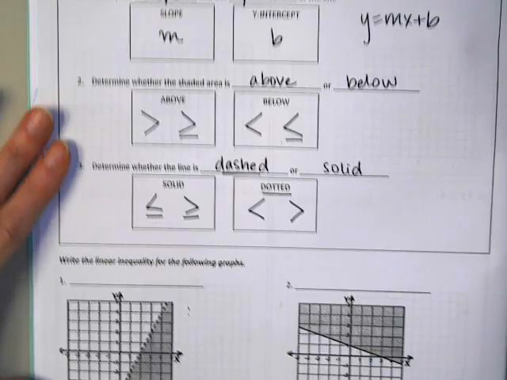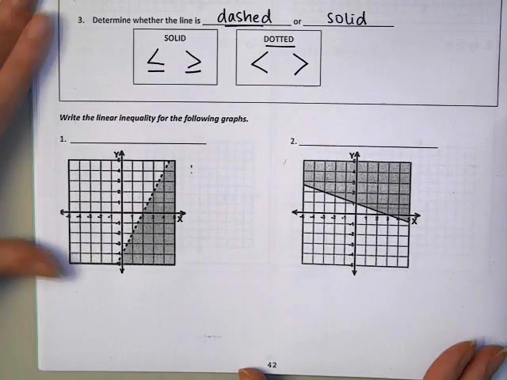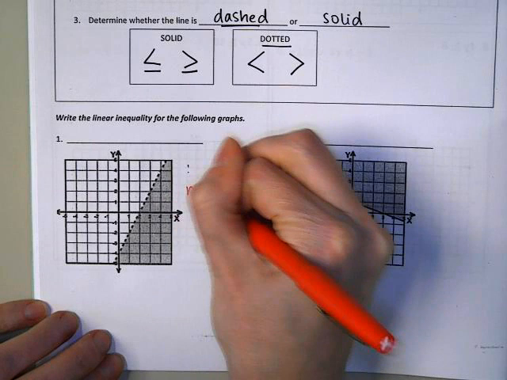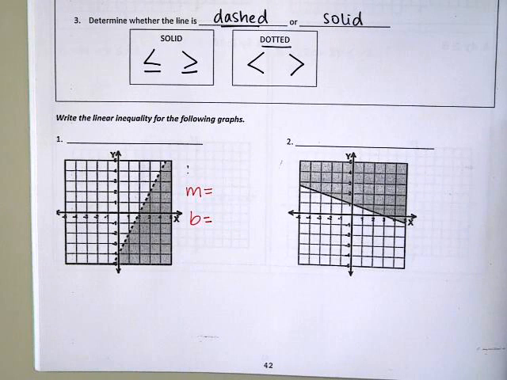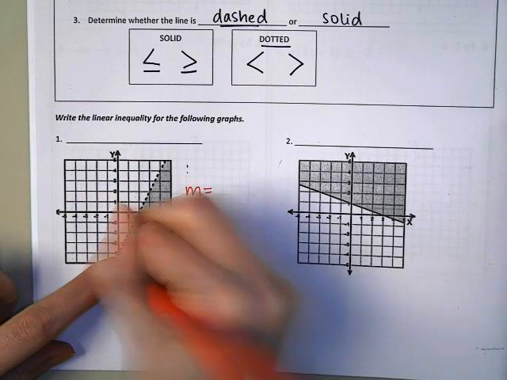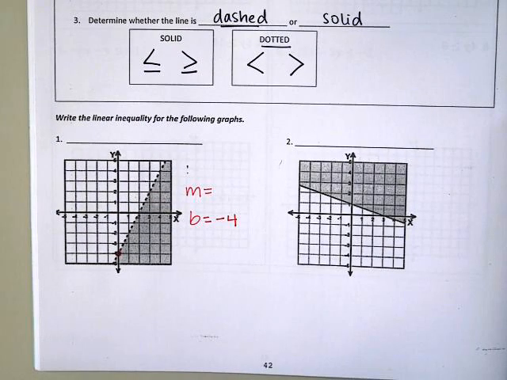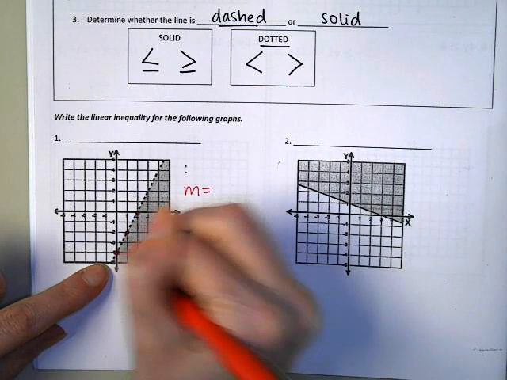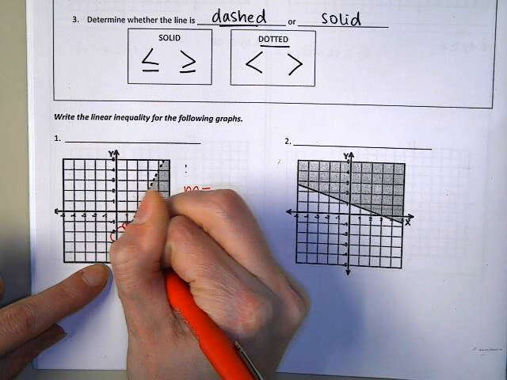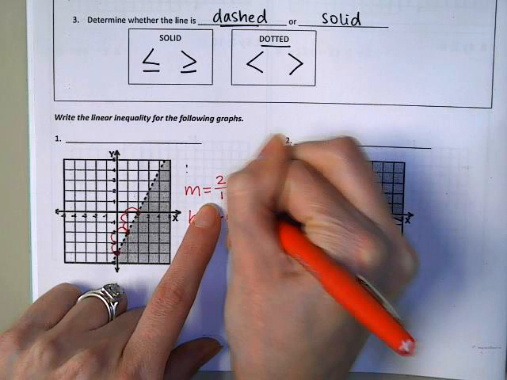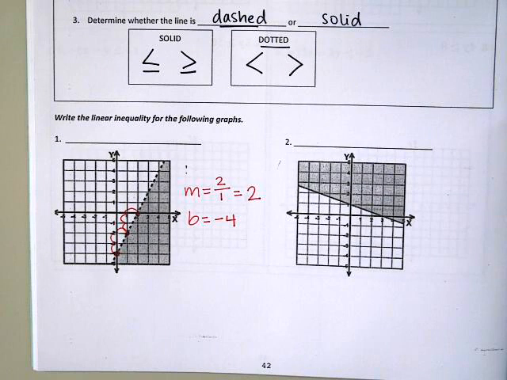Okay, so let's put all that together and let's write the inequality for these graphs. So number one, let's start by identifying the slope and the y-intercept, the m and the b. So I can tell by looking at it that the y-intercept b is at -4. And if I count rise over run, I'm going to pick some nice points on the graph, and I'm going up 2, right 1, up 2, right 1. So the slope is up 2 right 1, or just simply 2, either one.